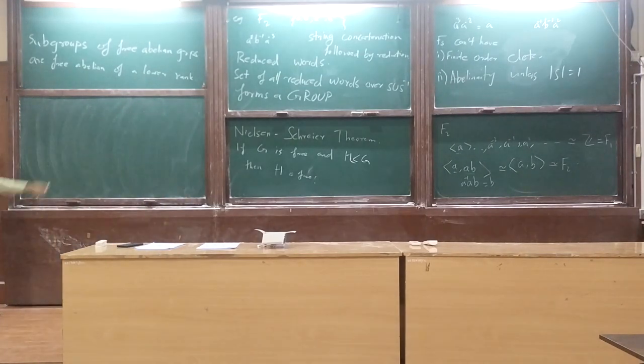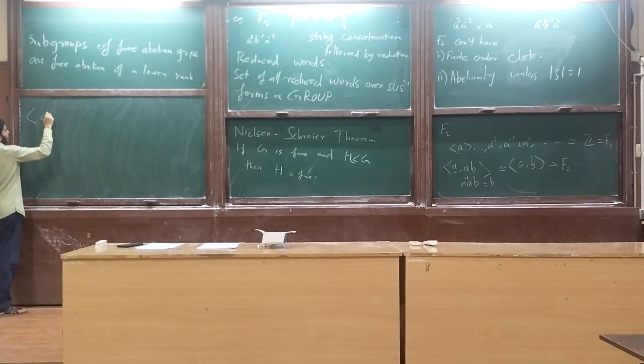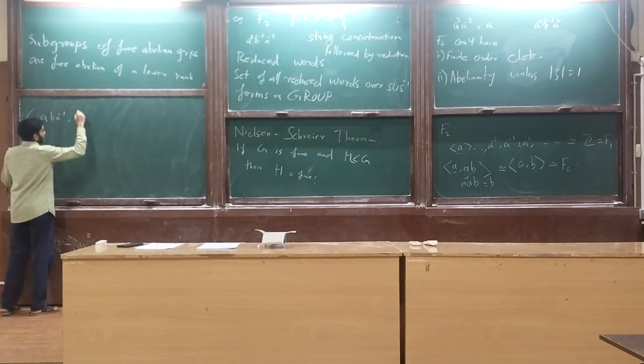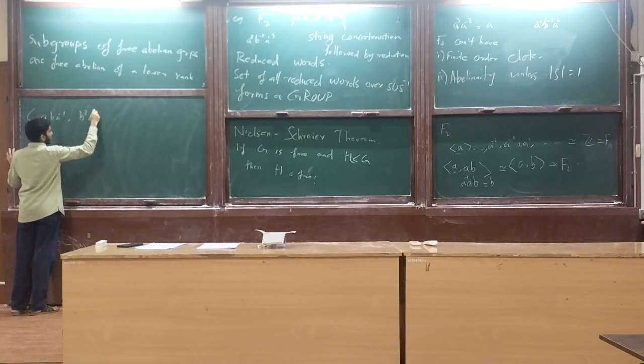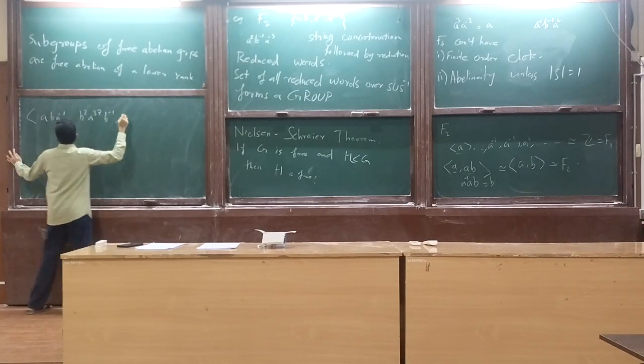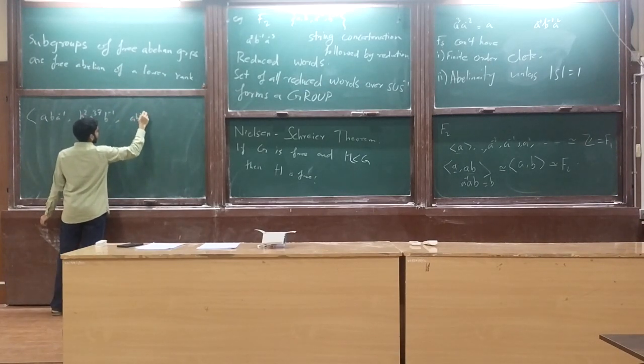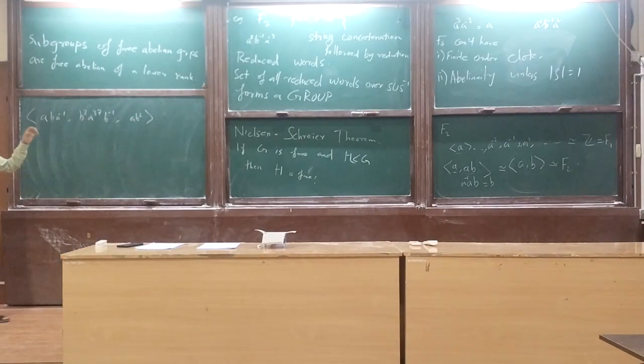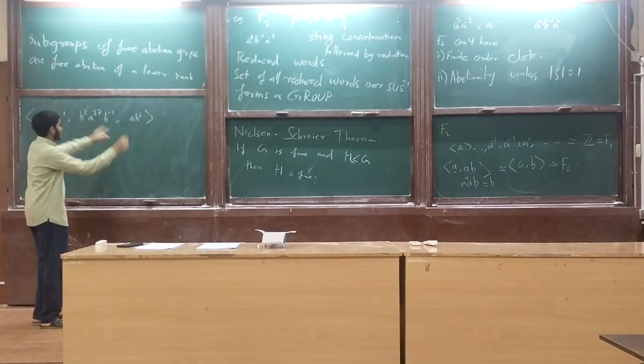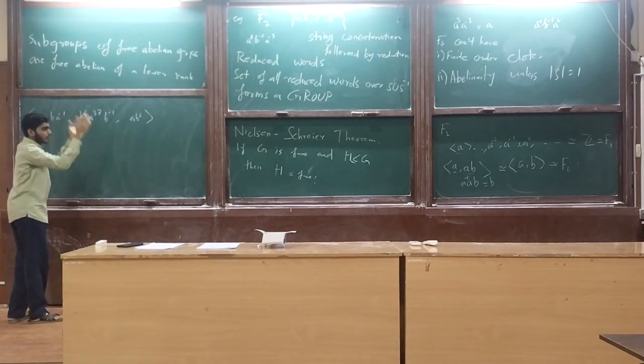Okay. So I looked at those two subgroups, right? What if I had some more complicated subgroup? What if I took three random words? Say a b a inverse, b squared a to the 37 b inverse, and then a b squared. These three words. By the Nielsen-Schreier theorem, I know that the subgroup generated by these three words is free.